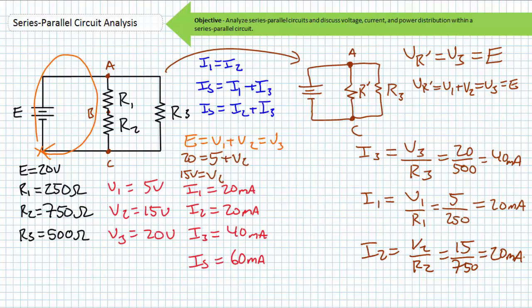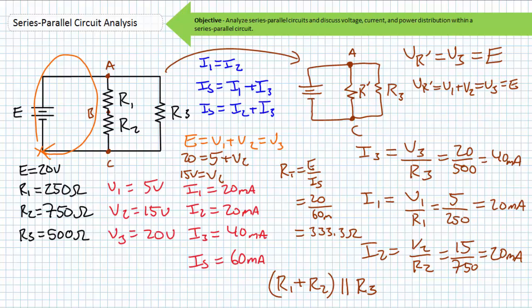Finally, one can use source current to solve for total resistance via Ohm's law, where RT equals E divided by IS. Substituting in the necessary values, we find that the 20-volt source is behaving as if it was supplying 60 milliamperes to a 333.3 ohm resistor. This simple Ohm's law analysis supports a painstaking reduction of this series parallel circuit into a single resistor. R1 and R2 in series is a 1 kilo ohm resistor.